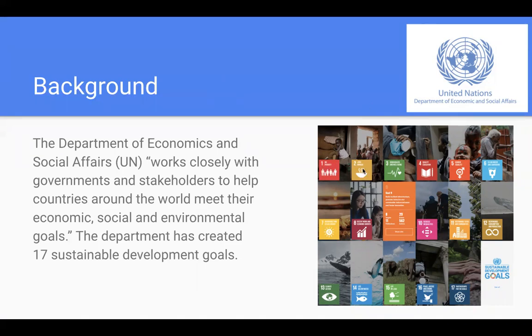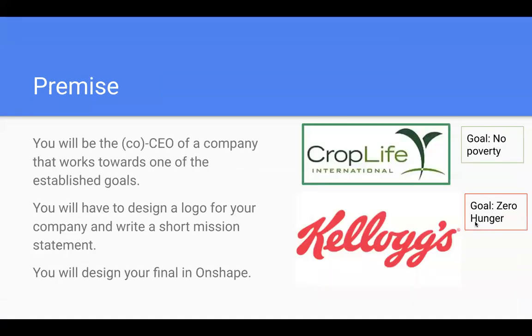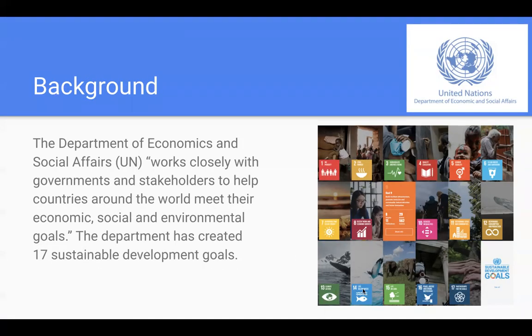One is no poverty, two is zero hunger, good health and well-being, quality education, gender equality, clean water and sanitation, affordable and clean energy, decent work and economic growth, build resilient infrastructure, promote inclusive and sustainable industrialization and foster innovation, reduced inequalities, sustainable cities and communities, responsible consumption and production, climate action, life below water, life on land, peace, justice, and strong institutions, and finally, partnership for the goals.